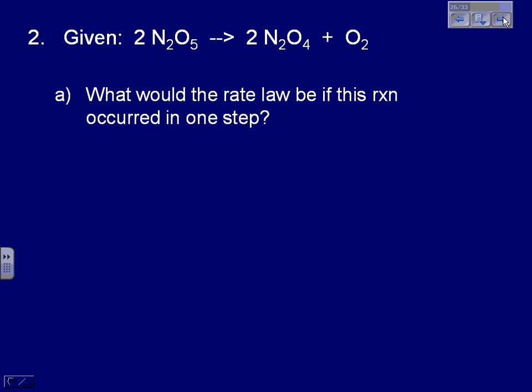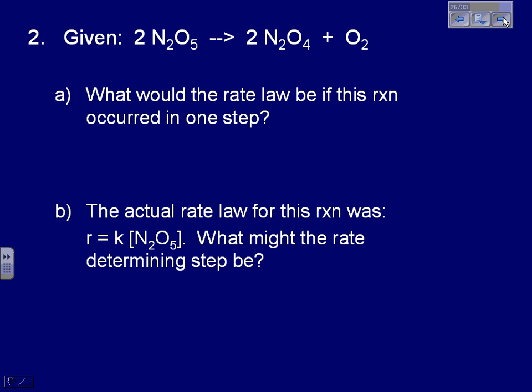Let's take a look at another one here. If this reaction took place in one step, you don't know if it does. The question is asked, what if it did? What would be the rate law? Well, if it did happen in one step, again, I'm looking at the coefficient. Rate equals k times the concentration of N2O5 squared, right? That 2 comes from there. The actual rate law for this reaction mechanism was, and you can see here that the exponent is 1. There it is. What might be the rate determining step?